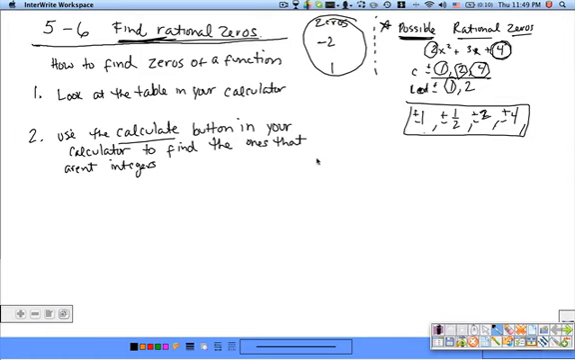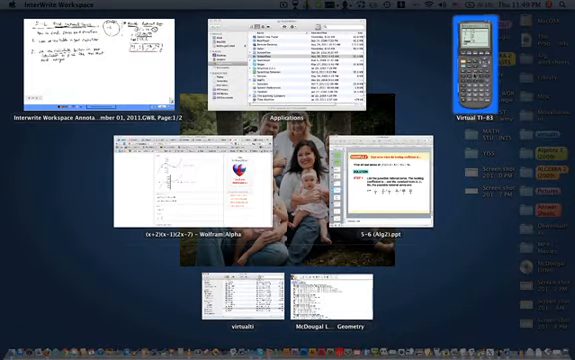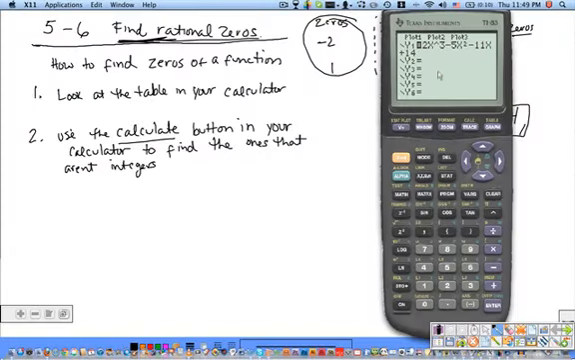Now, did you notice the degree of this function? Let's go back to the y equals button. Notice it's to the 3rd degree, so I should have one more 0 coming, but that's not shown in the table. So that's where you go to step 2. Use the calculate button in your calculator to find the zeros that are not integers. So let's go back to my graph, and what you found was -2. There's a 0, there's +1, there's a 0, and this one right here is not an integer. So let's go find it.